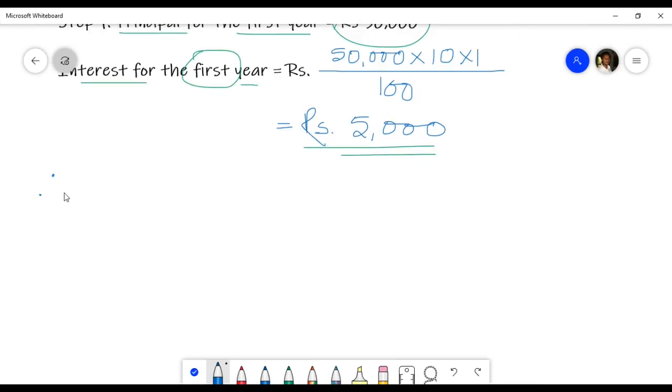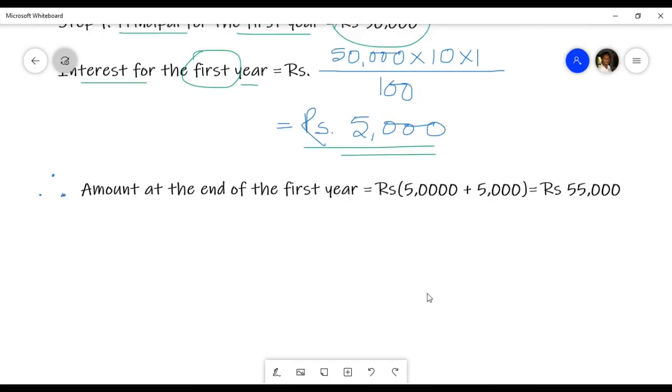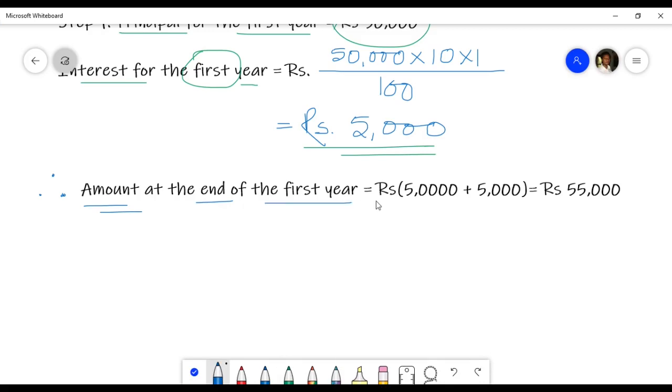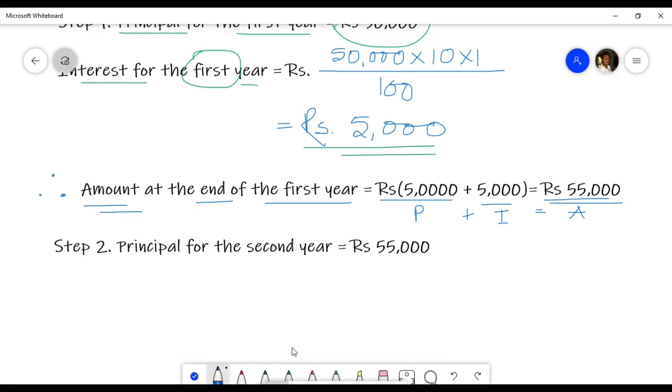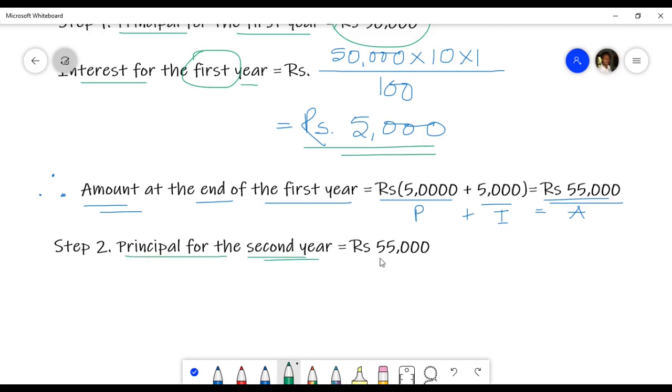Therefore the amount at the end of the first year will be, you know the formula to find amount, principal plus interest. So principal is 50,000, plus 5,000. I just have written the comma in a wrong place for 50,000. I hope you won't mind it. So the total amount that we get is rupees 55,000.